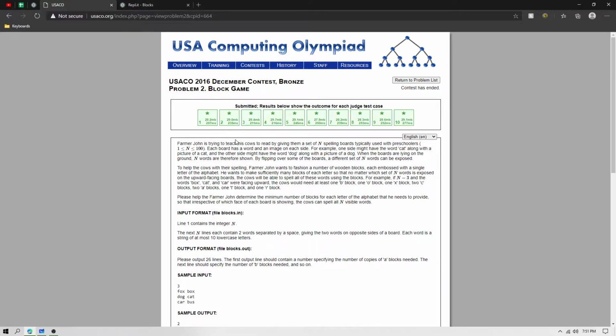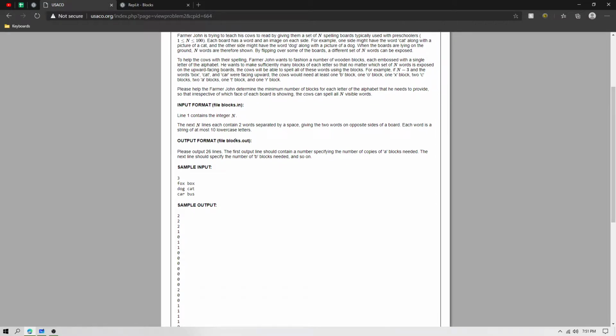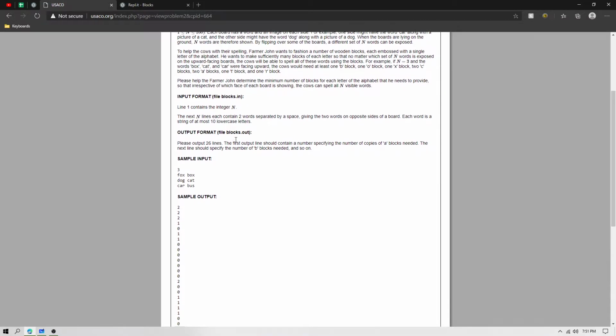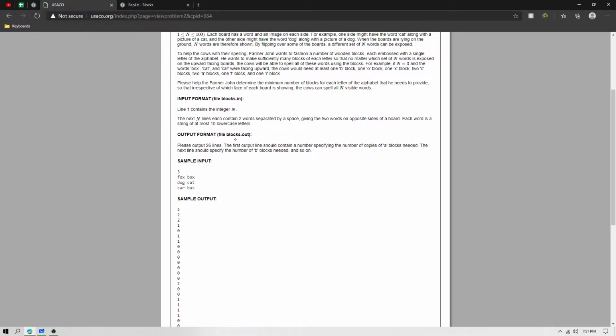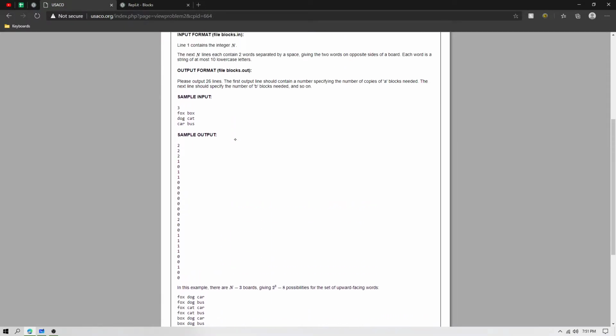Hello, today I'm going to be walking you through the 2016 December Contest Bronze Problem 2, Block Game. Farmer John is trying to teach his cows how to spell using blocks. Each block has two sides, each with a word of length n, and we are trying to find the minimum number of little block letters so that we can spell every single word, no matter what combination.